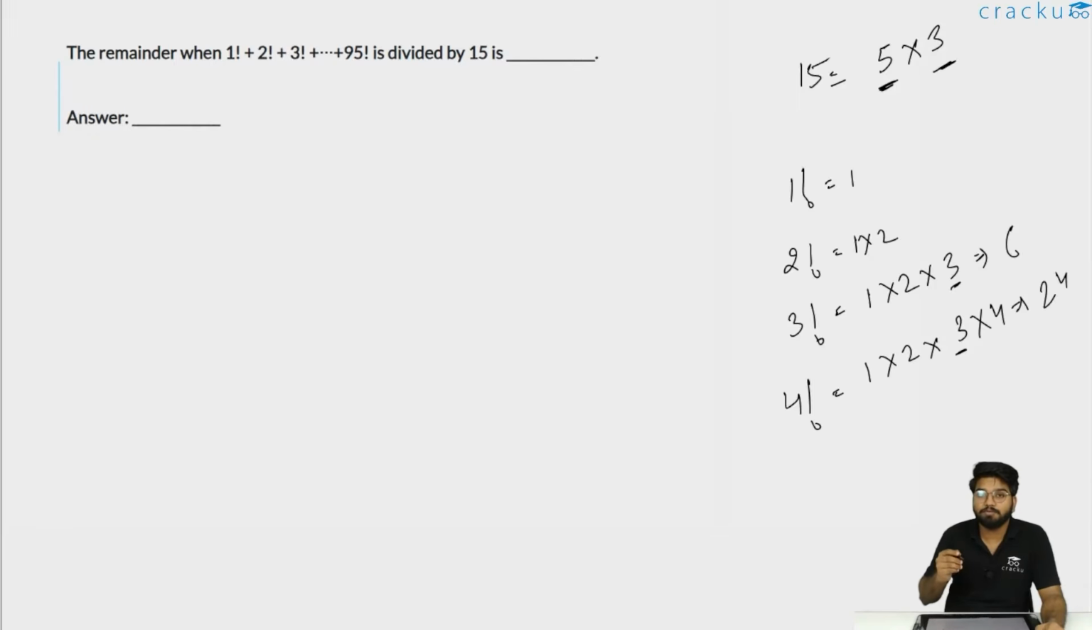We need a multiple of 3 as well as a 5 for the number to be divisible by 15. Now let's check 5 factorial. It is 1 into 2 into 3 into 4 into 5, that is 120. Now if you check in 5 factorial, it is a multiple of 3 as well as 5. It means 5 factorial is divisible by 15.